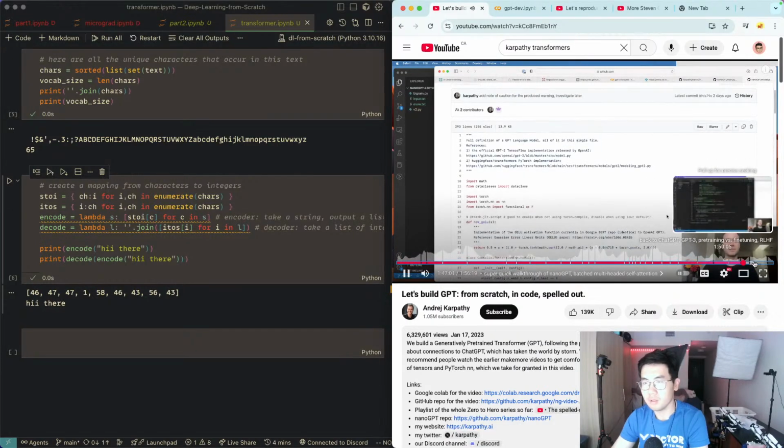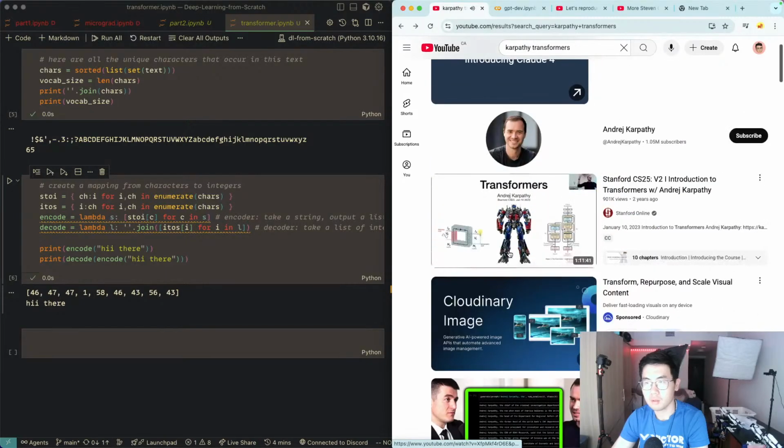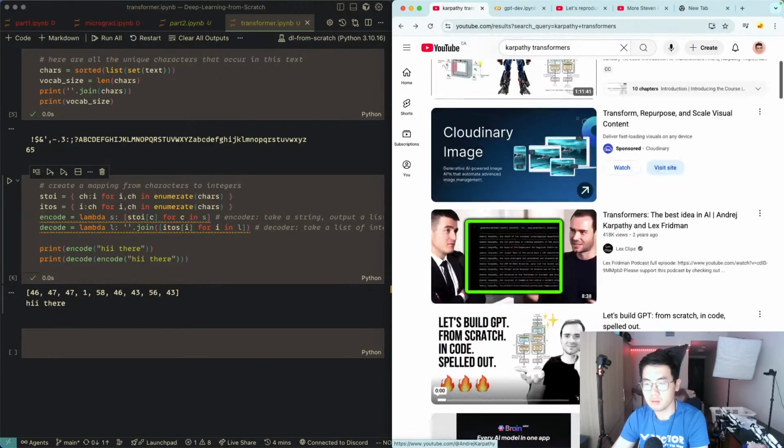But the model.py should look very, very similar to it. They trained a number of transformers. I think we need to do GPT-2.